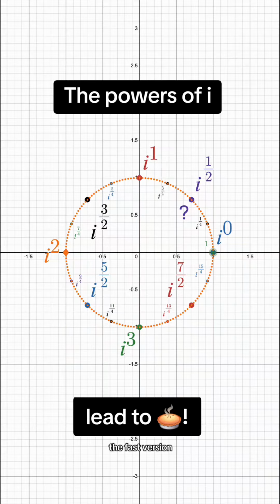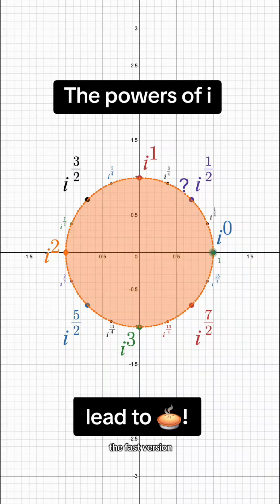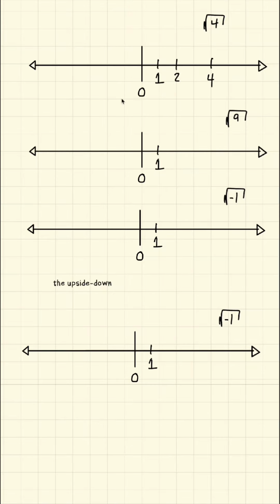This is how the powers of I lead to pi. We're going to start off with a one-dimensional number line, and we want to take the square root of 4. Square root means we're taking 2 steps to get to a number from 1. So we do 1 to 2 to 4. Square root of 4 is 2.